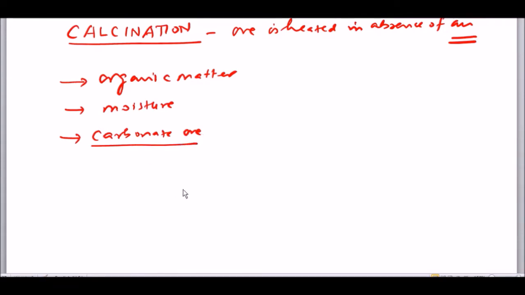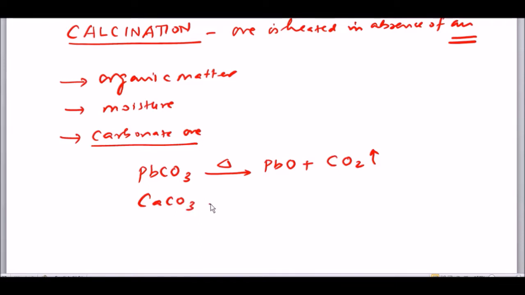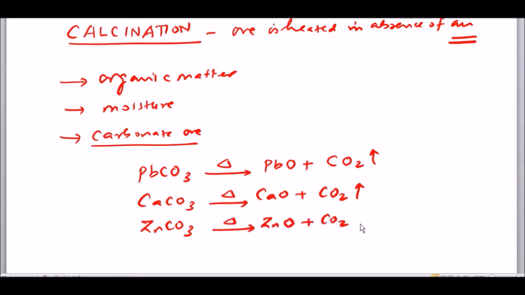So these are the carbonate ores. PbCO3, lead carbonate, on calcination becomes lead oxide and carbon dioxide. Likewise, the calcium carbonate, on calcination it becomes calcium oxide and carbon dioxide. The zinc carbonate, on calcination it becomes ZnO plus carbon dioxide.